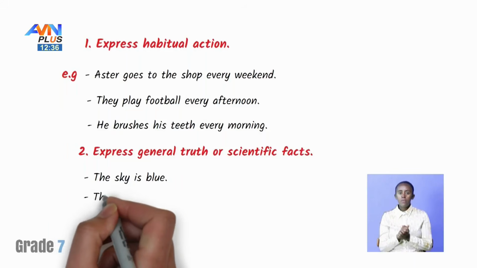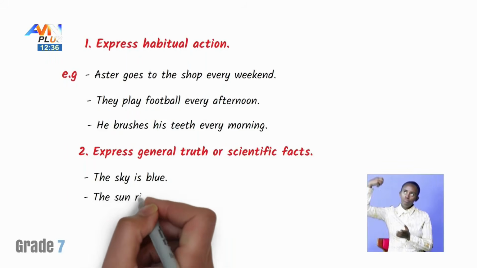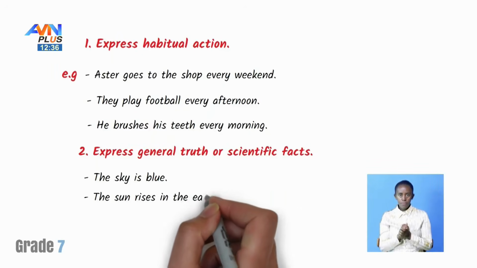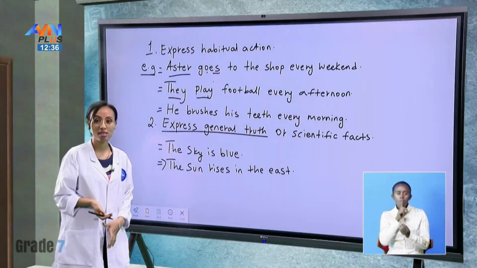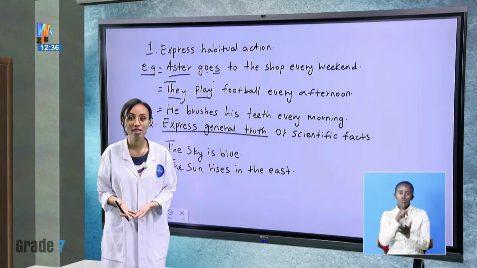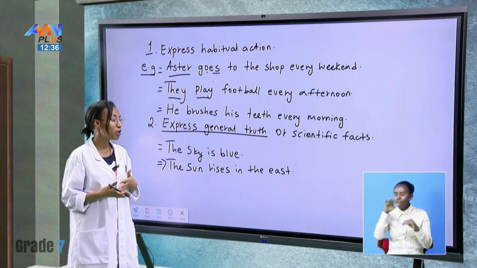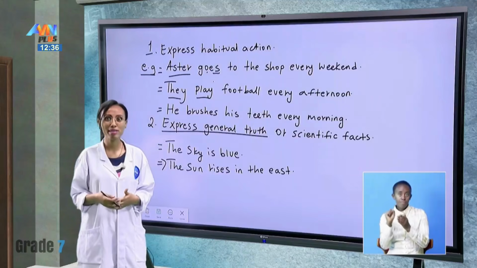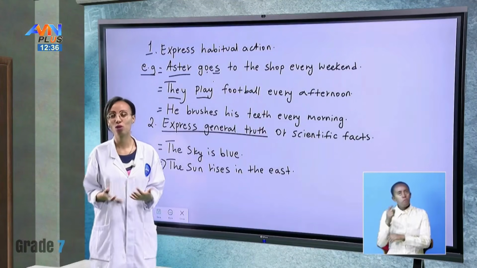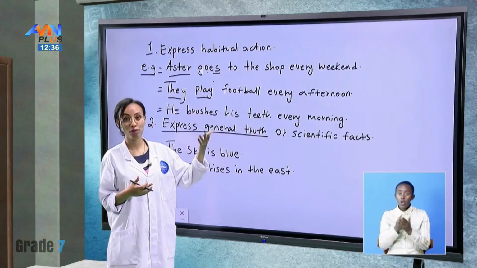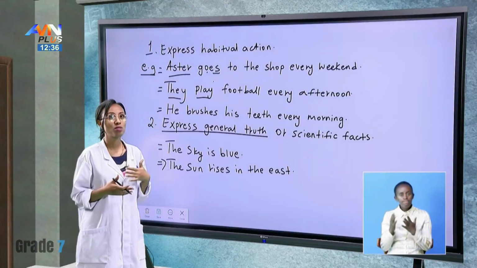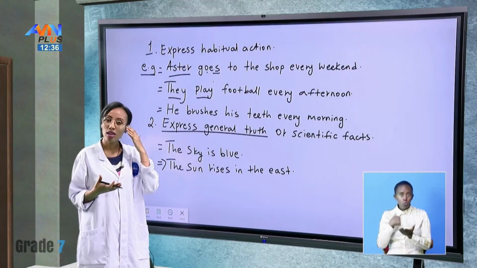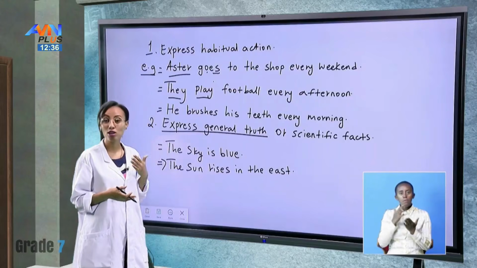The sun rises in the east. This is also what? A fact, a scientific fact. It is a general truth. It is something that we know to be true. We know that the sun rises in the east and sets in the west. This is something that happens every day in our lives. So it is so true, and it is a general truth or fact. It is something that we know to be so true that we don't even notice it sometimes because it is a fact of life.